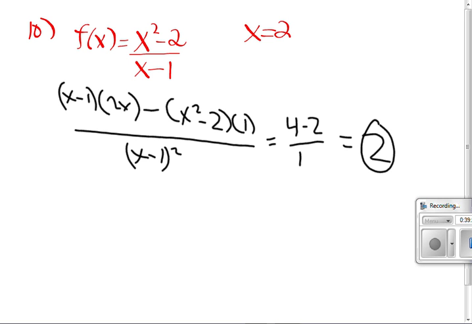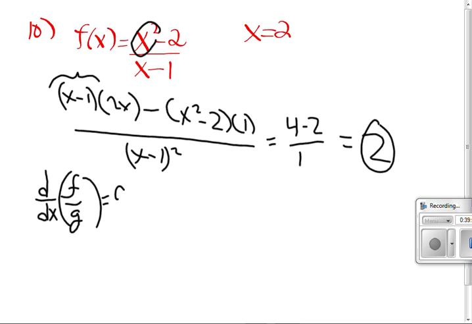Denominator times the derivative of the numerator, which is 2x. What's the derivative of x squared? Because this is the derivative of f over g. Do you remember the quotient rule? So it's the denominator times the derivative of the numerator. Minus, because I can.